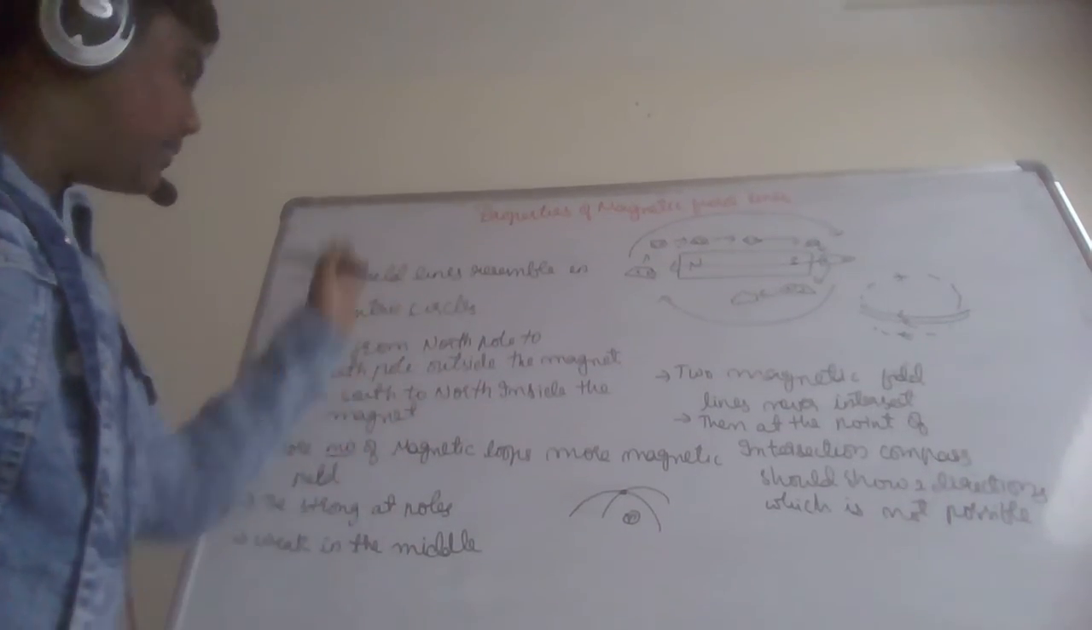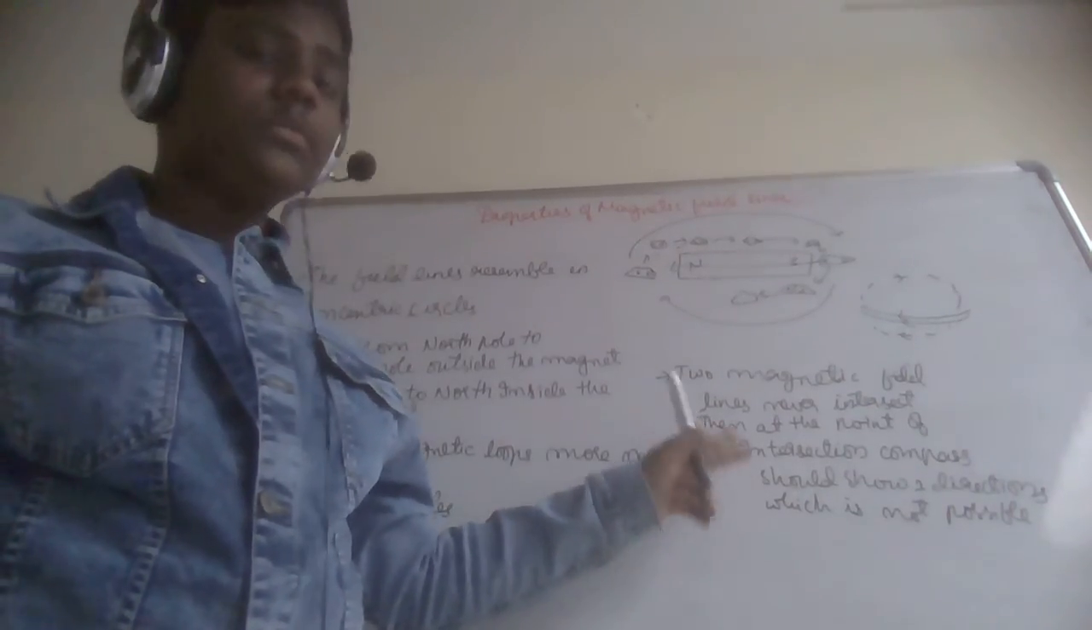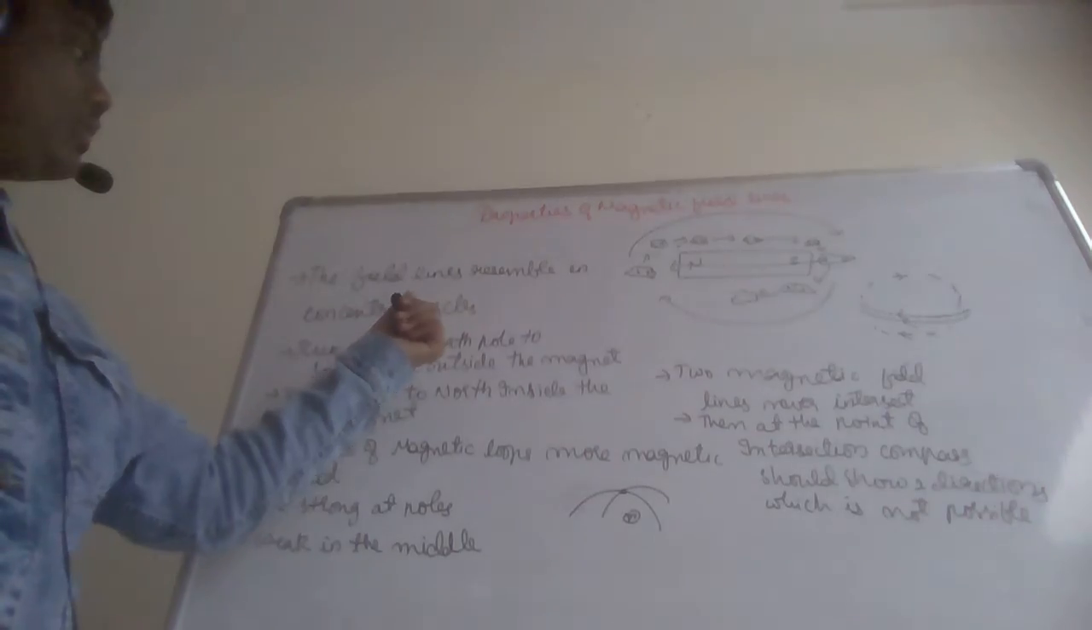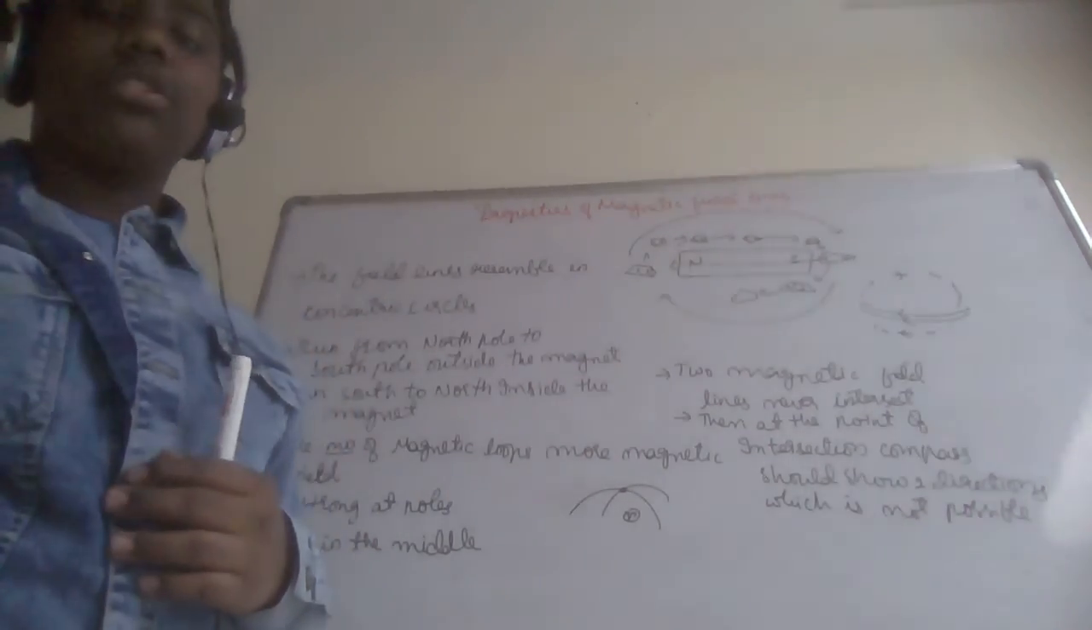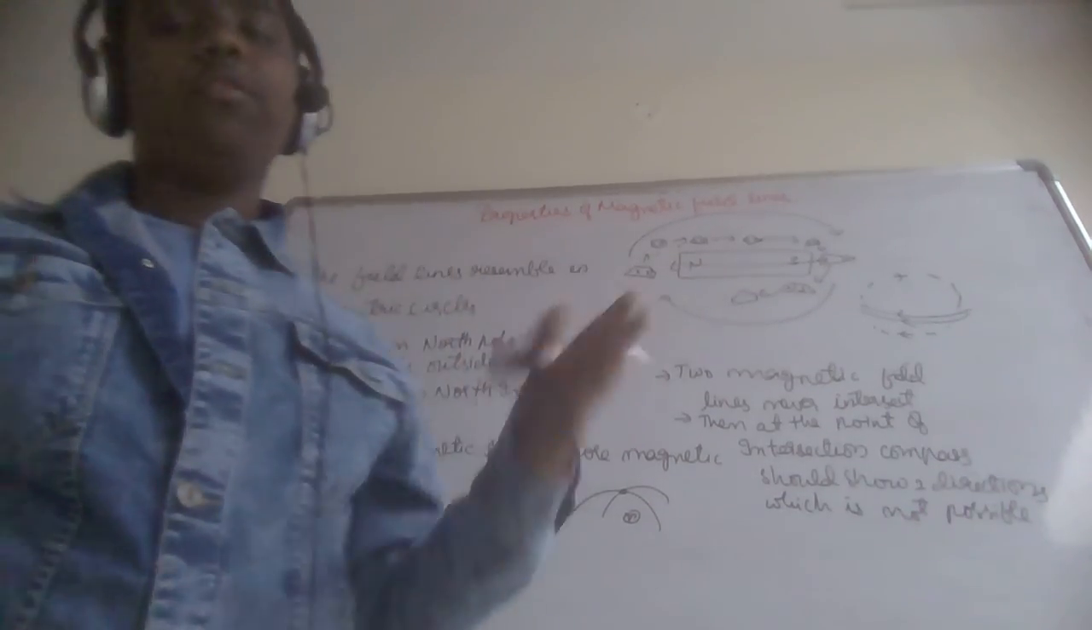So these are the properties, and this is one note that we can draw, and then the activity to show the direction of the magnetic field. I hope you have understood what the properties of magnetic field lines are.